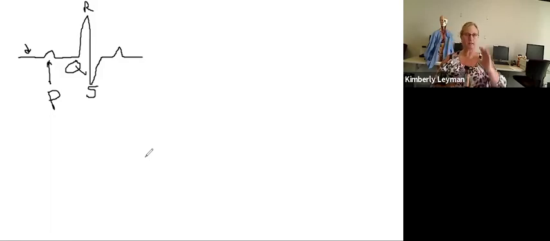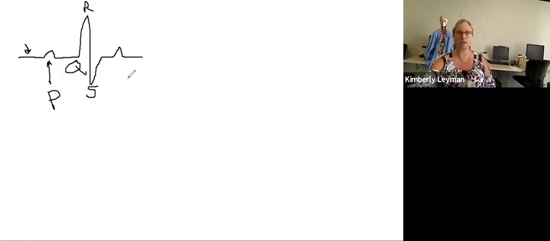So the P is the depolarization of the atria, and you get the atria contracting. And then the second one, the QRS, is the depolarization of the ventricles, and then you get the ventricles contracting. And that's why the ventricles are so much bigger than the atria, which is why you have such a big QRS complex compared to the P wave.